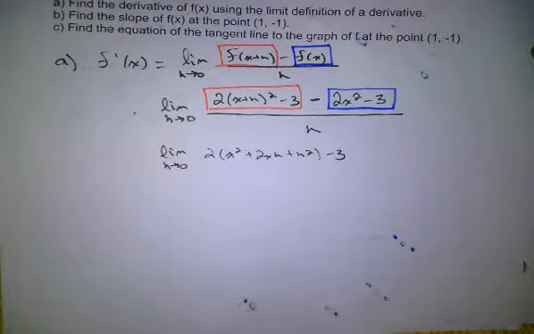And things start to cancel out. What cancels out? 2x squared. Bam! What else? Bam! Anything else? Not at the moment, but it will in a second here. So we're going to get the limit as h approaches 0 of 4xh plus 2h squared all over h.